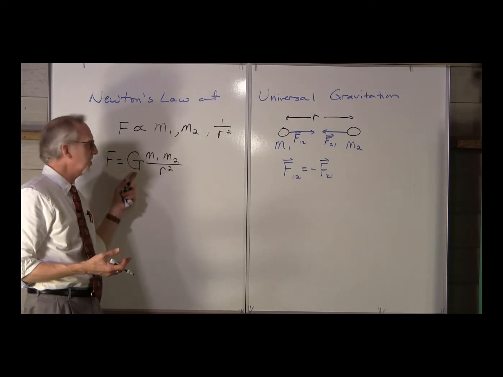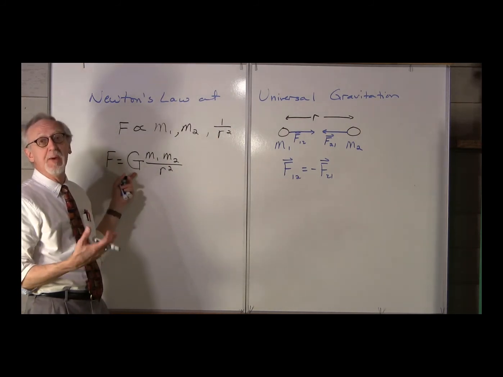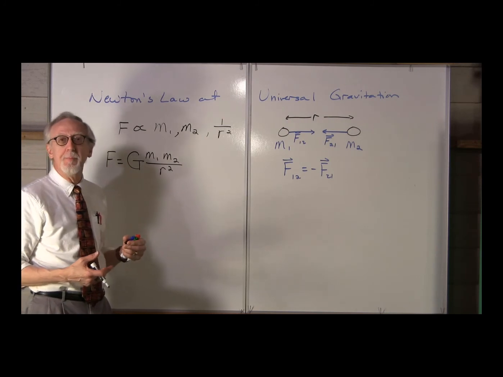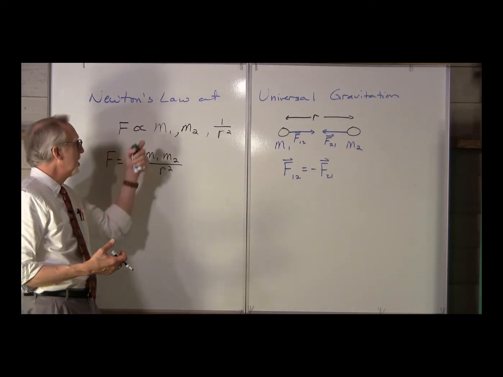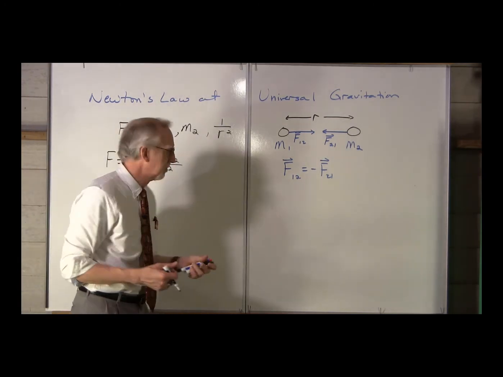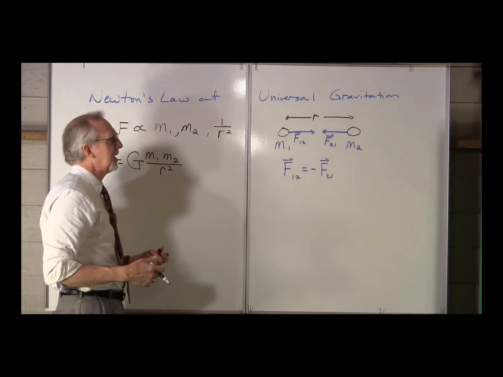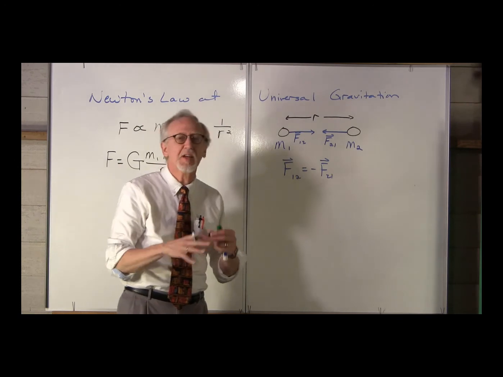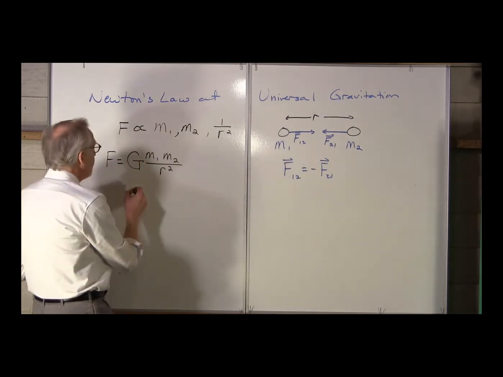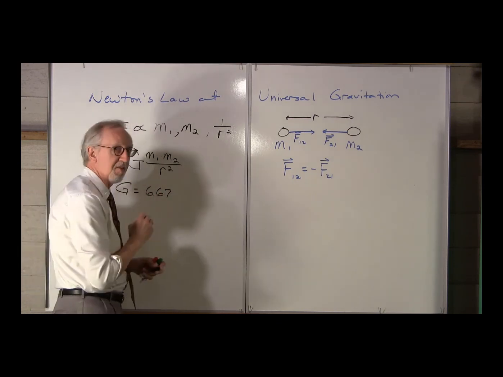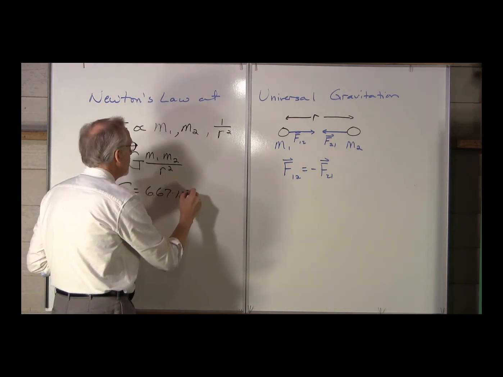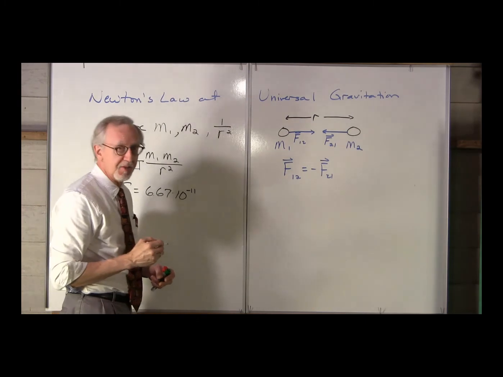Oddly enough, this constant is referred to as big G. So when we talk about big G, we mean this constant that actually comes into Newton's universal law of gravitation. The law of universal gravitation, or sometimes the universal law of gravitation, either one is the same thing. The value of G is 6.67 times 10 to the minus 11th.